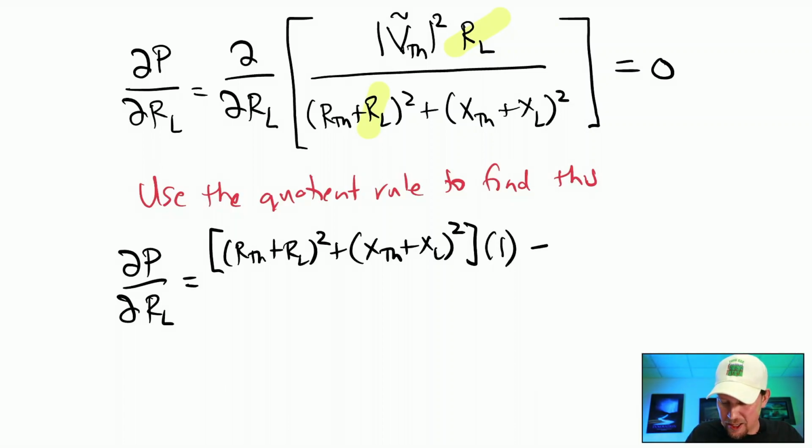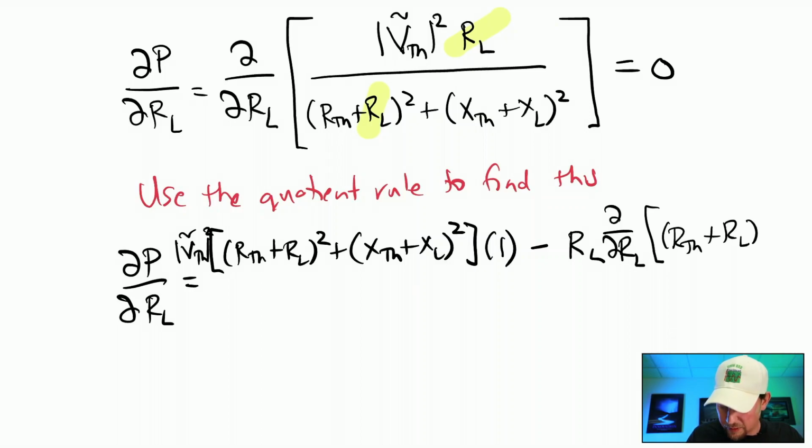So that's low d high minus high d low. High is going to be R load times d low. And don't forget, I'm also pulling out the magnitude of the Thevenin voltage quantity squared in front. Here I'm going to take the partial with respect to R sub L of R Thevenin plus R load, quantity squared, plus X Thevenin plus X load, quantity squared.